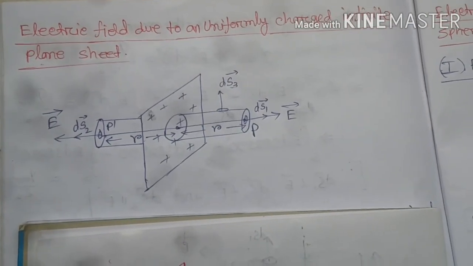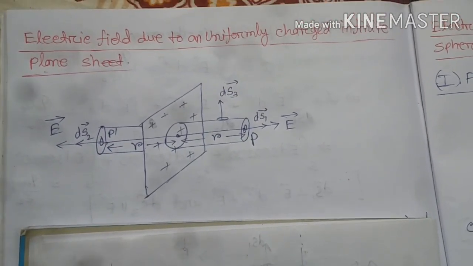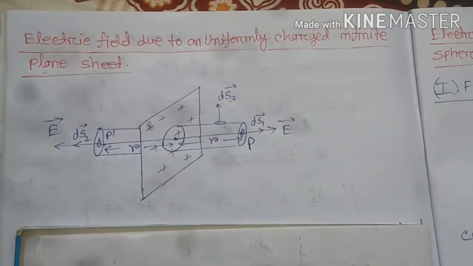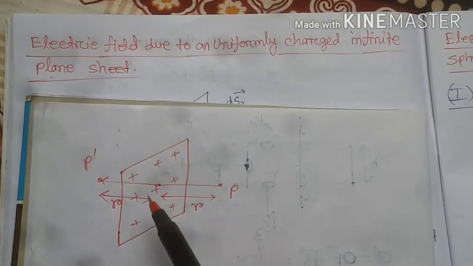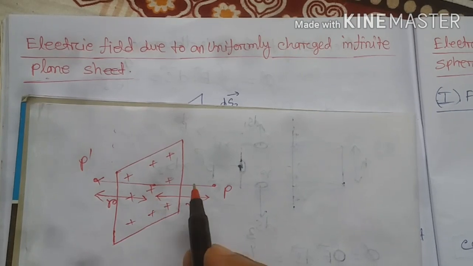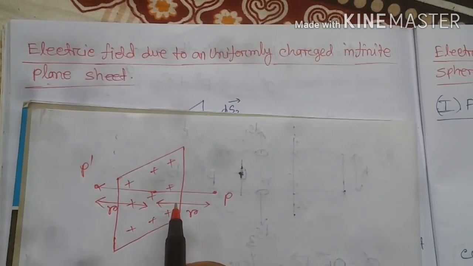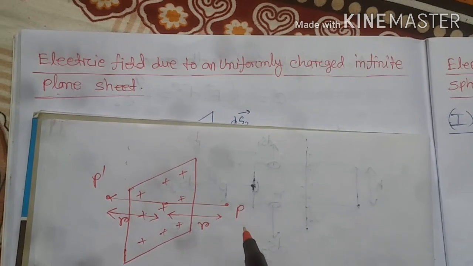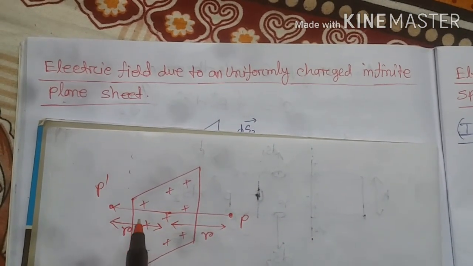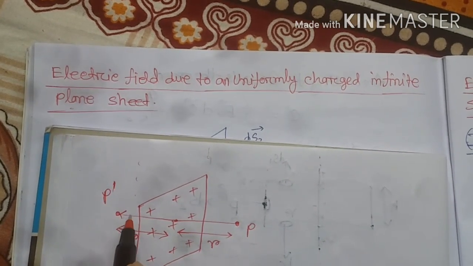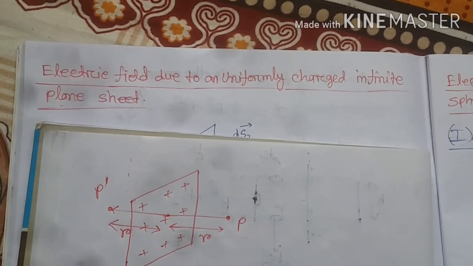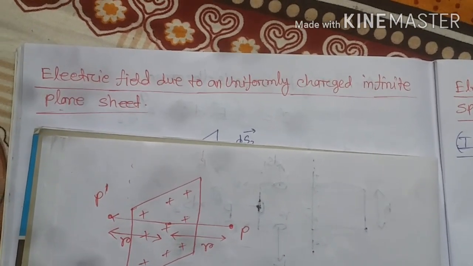Today we are going to discuss one important application of Gauss theorem, that is to find the electric field due to an infinitely charged plane sheet. Consider this infinitely charged plane sheet, and we want to calculate the electric field at any point at a distance r from the sheet. This point P is at a distance r from the sheet, and similarly this point P dash, at the same distance, will also be at a distance r from this plane sheet.